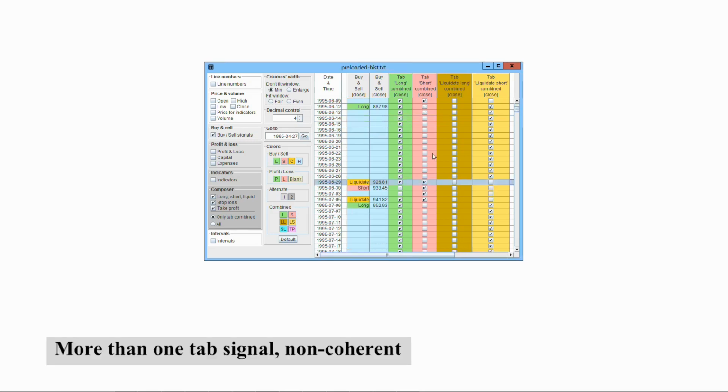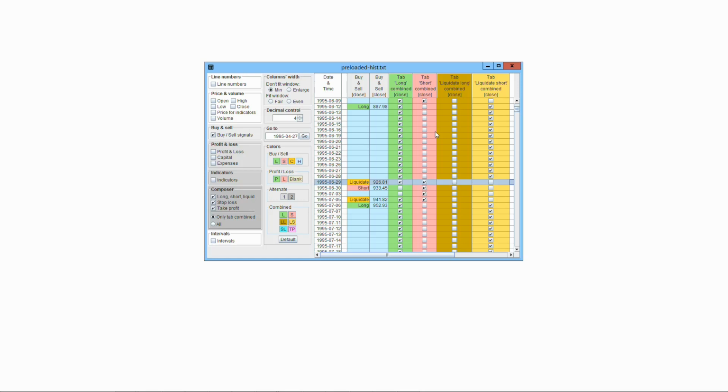In this subsection, we explore what happens when there is more than one tab signal, and some of them are non-coherent. Up to now, things were clear and non-arbitrary, but from now on we introduce some arbitrariness. What if both the long and short tabs are true? The first one says to enter a long position, while the second says to open a short position. They are clearly conflicting. In this case, Trading Conceiver takes arbitrarily the most conservative action, which is to not have any open position after these signals.